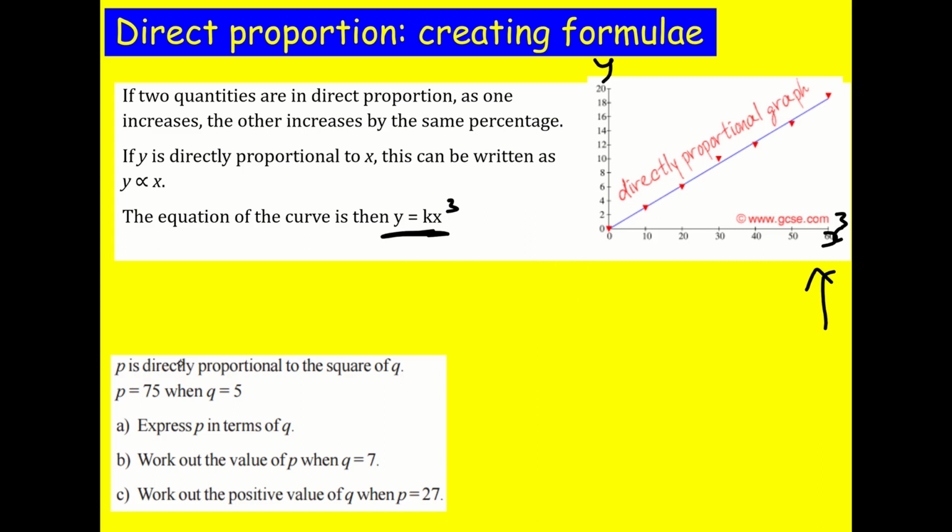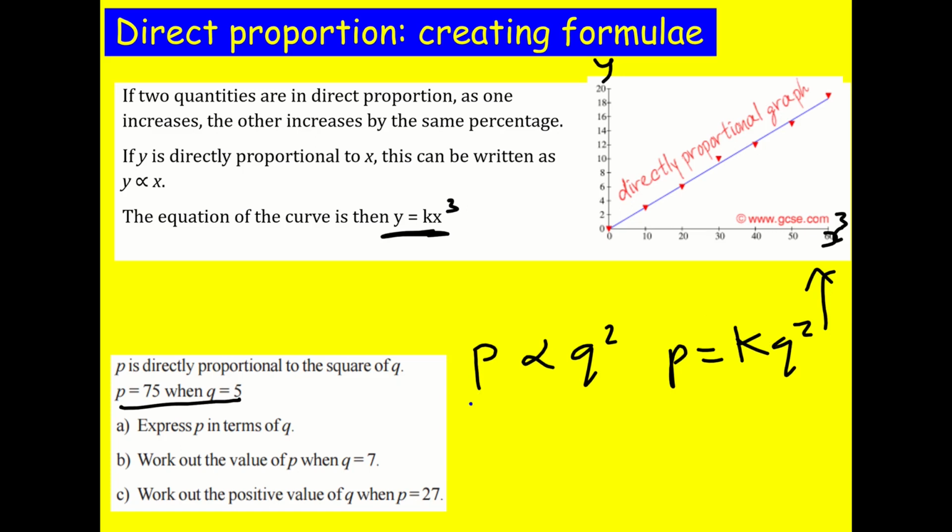So, P is directly proportional to the square of Q. That means I can write this down straight away. And then I can write down that P is equal to KQ squared. That's always going to be step 1 and step 2. But then it says P is 75 when Q is 5. Express P in terms of Q. Well, I have expressed P in terms of Q, but I've not done it as much as I can, because I've also got this little piece of information here. I can substitute this in for P and Q to find out what K is.